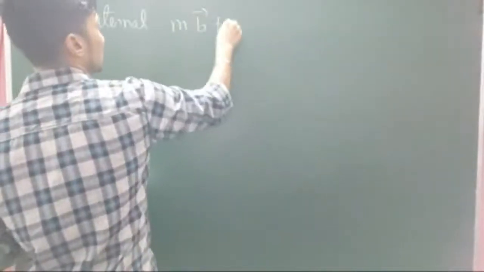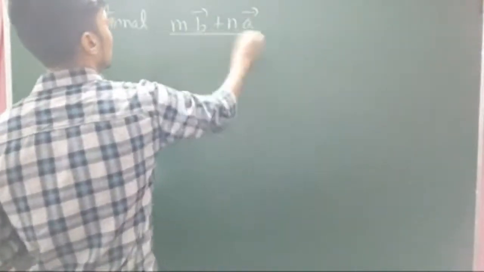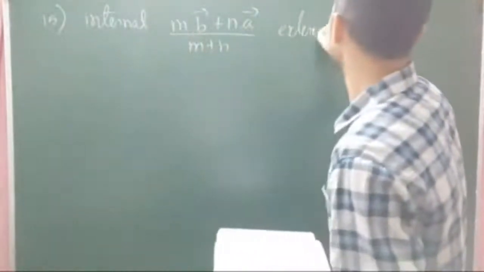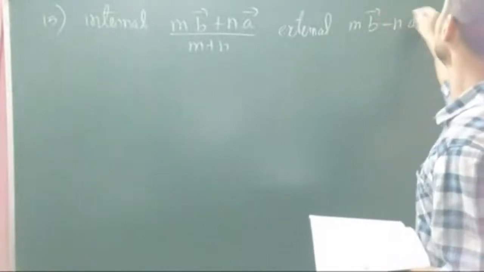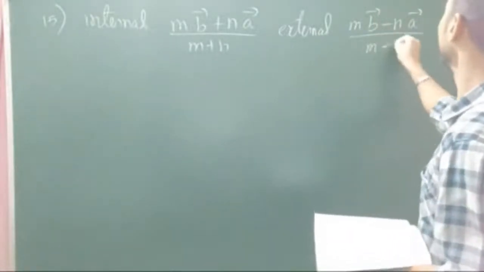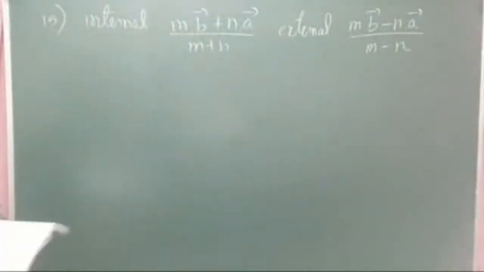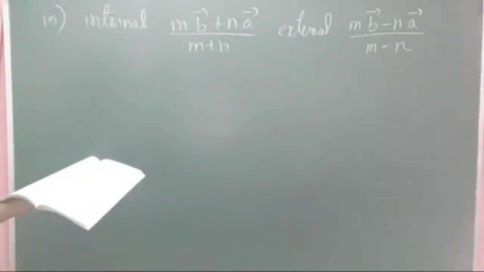So just to remember, what was the section formula for internal division? That was m times vector b plus n times vector a divided by m plus n. And external division was m times vector b minus n times vector a divided by m minus n. These were the formulas. So of course we are going to refine it and then write it down.